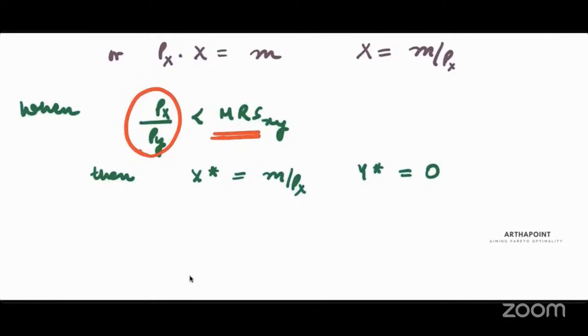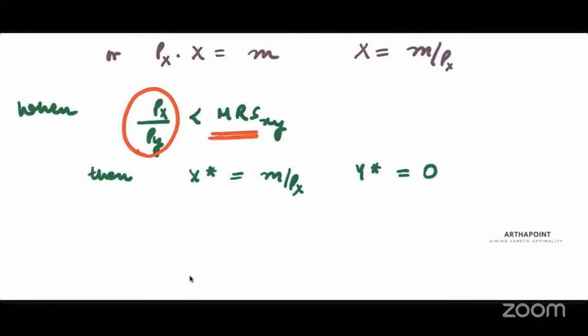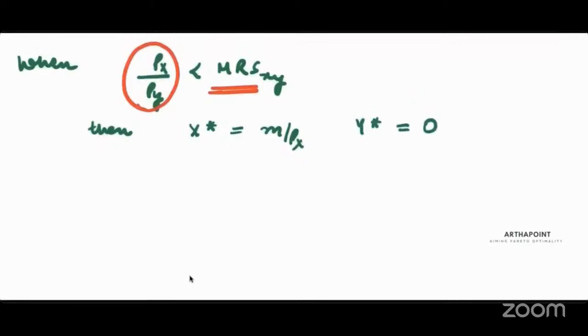Indifference curve is not a curve. I don't have any tangency point. They're both lines, but with different slopes. So one will be flatter, one would be steeper depending on their slopes. I'll give you the simplest way to check when a line is steeper and when it is flatter. Suppose I take Px by Py as half and MRS XY as 1. Clearly, half is less than 1.